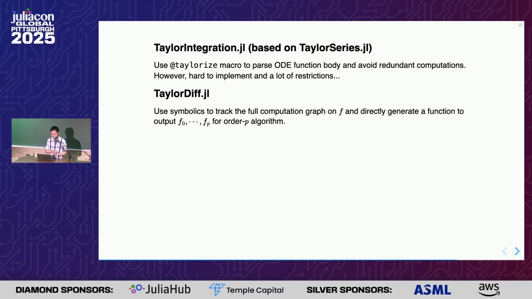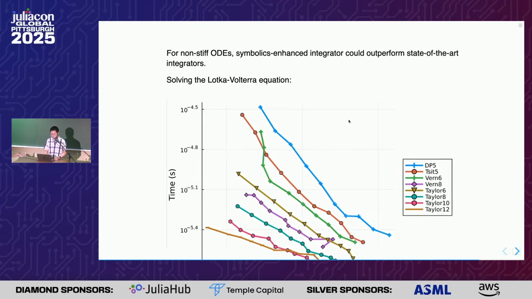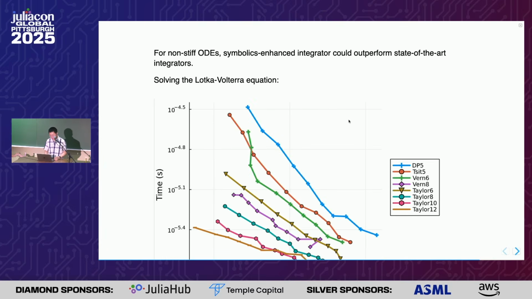So with symbolics, we can have the full representation of computation happening in the ODE function f, and then directly transform it to a function to output f0 towards fp, and then you can get u0 to up for an order p integrator.